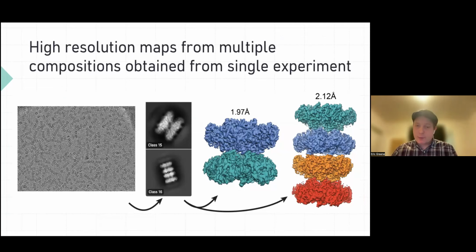Another, of course, really powerful application of cryo-EM is that you can really tease apart different compositions. So luckily, most of the filamentous particles in my micrograph were very discrete in their size. A lot of them happen to be a dimer of decamers. So we could actually separate out these particles through 2D class averaging, and then take these particle sets into a homogeneous refinement to get very high resolution structures of around 2 angstroms.